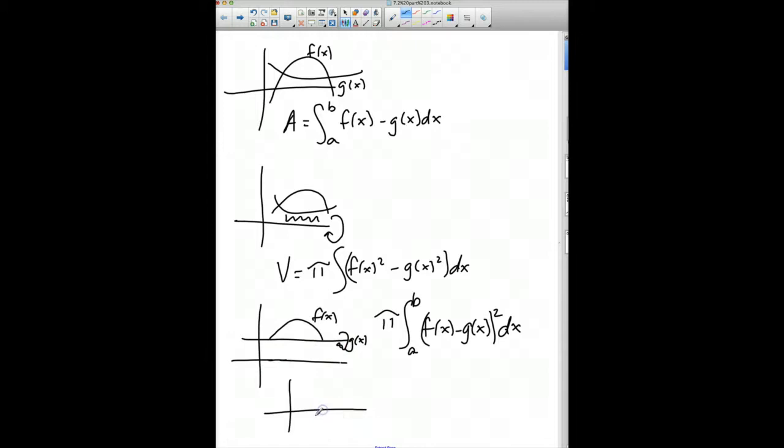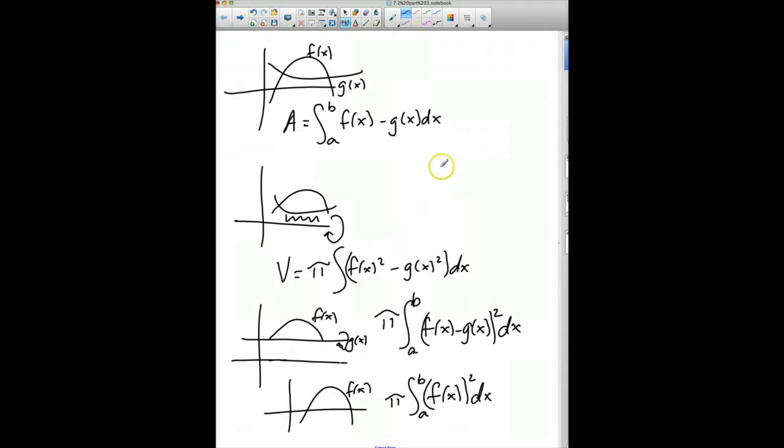And then we had another case where if we had just one function like this, which technically is f of x minus g of x, we would have pi times the integral of just f of x itself squared. So those are the situations we've had before. And now what we're going to do is find the volume of something that's not being revolved.